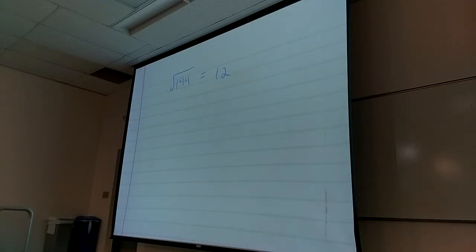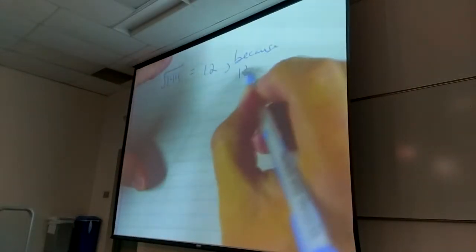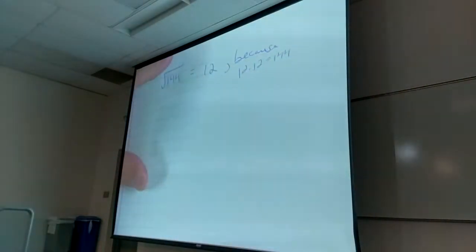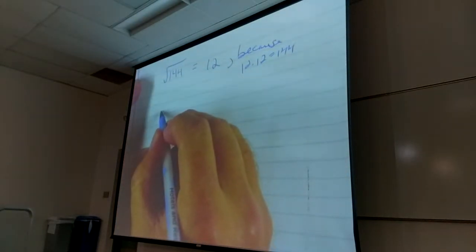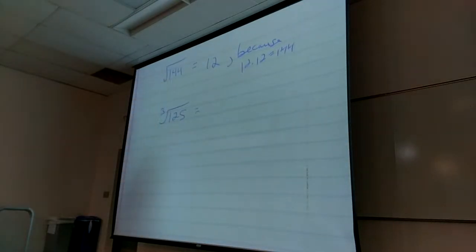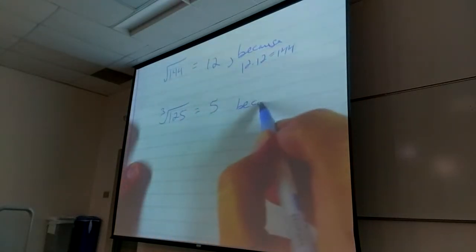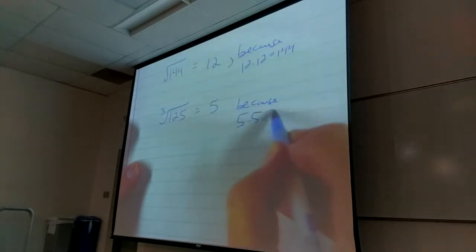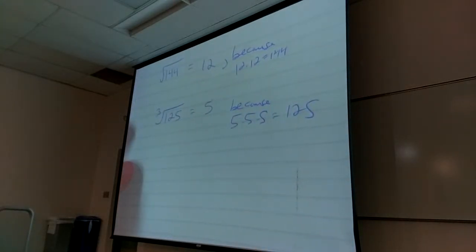So, for example, 12 times 12 is 144. It takes 2 12s. What is the cube root of 125? That one you should remember from the cubes. We did 125 a couple times at least. Why is it 5? Because 5 times 5 times 5 is 125.